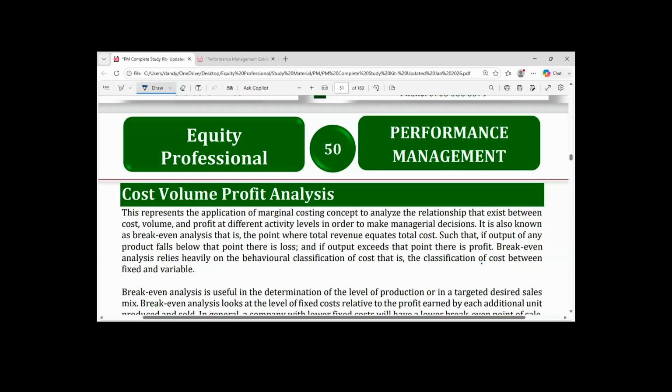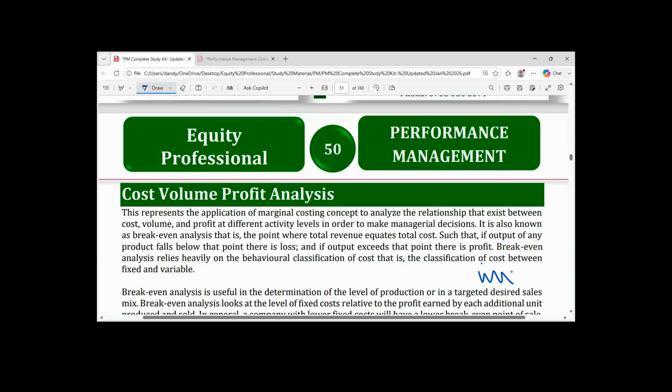So let's talk about CVP analysis. What do you understand by CVP? Simply put, CVP represents the application of marginal costing technique to establish a relationship between cost, volume, and profits at different activity levels in making managerial decisions.